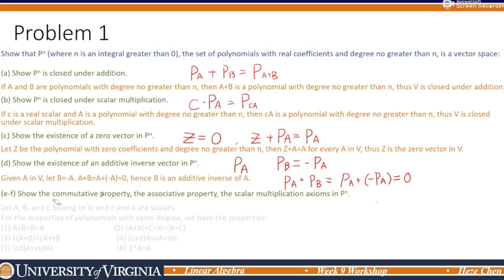For the last steps, we have to show the commutative property, the associative property, and the scalar multiplication axioms in Pn. Let A, B, and C belong to V, and C and D are the scalars. So for the polynomials with the same degree, we have these 6 properties. Property 1 and 2 are the commutative and associative properties respectively. And for 3, 4, 5, and 6, they are all the scalar multiplication axioms.